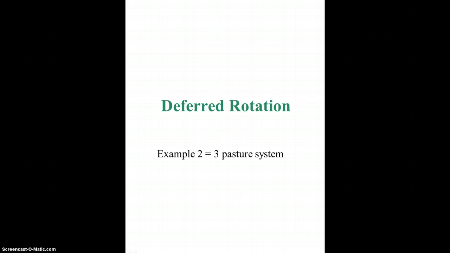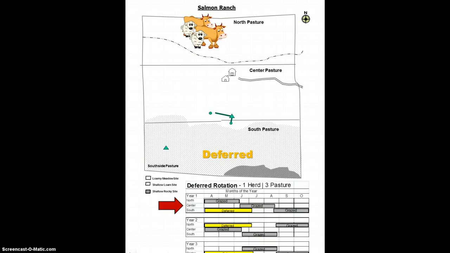Okay, so that was a simple system. What if we had 3 pastures, deferred rotation? So now we took the ranch and divided it into 3. The first year, the deferred pasture is the south pasture because we're starting in the north, then we're going to the center pasture, and then we're going to the south pasture. So that's deferred. It's not grazed until after seed set. In this case, the central pasture, depending on when seed set is, might also be deferred.